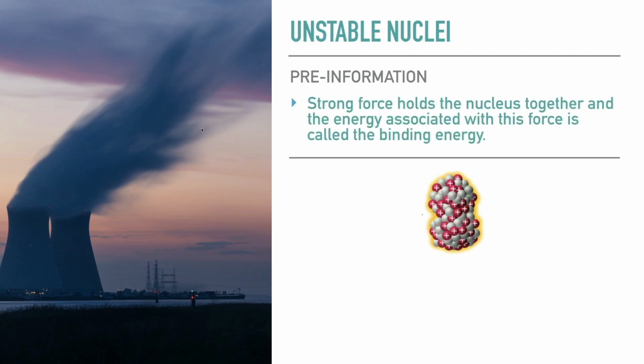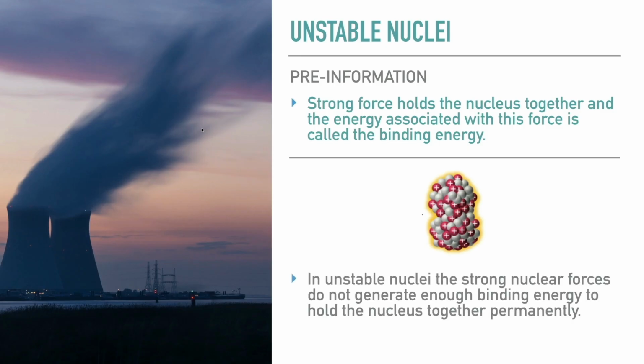So we know that the strong force holds the nucleus together, and the energy associated with this force is called the binding energy. But if you imagine that we have all these protons in the nucleus and lots of neutrons, the natural state of order is that the protons will be pulled apart because of the neutrons there. And in an unstable nuclei, the strong forces do not generate enough binding energy to hold the nucleus together permanently.